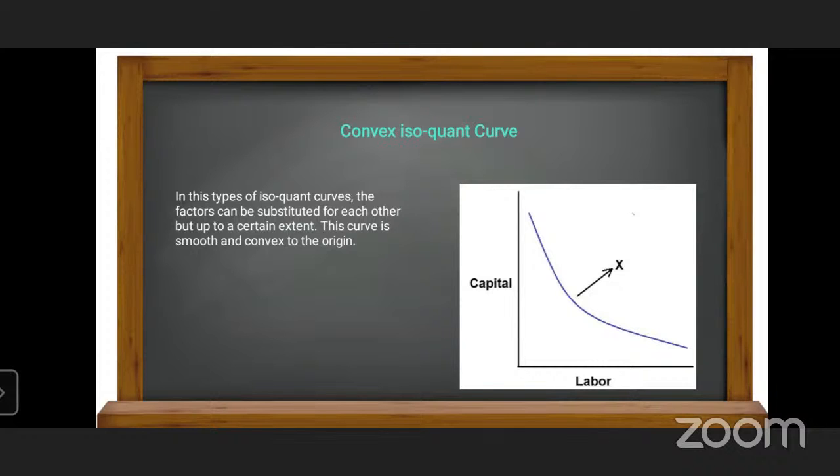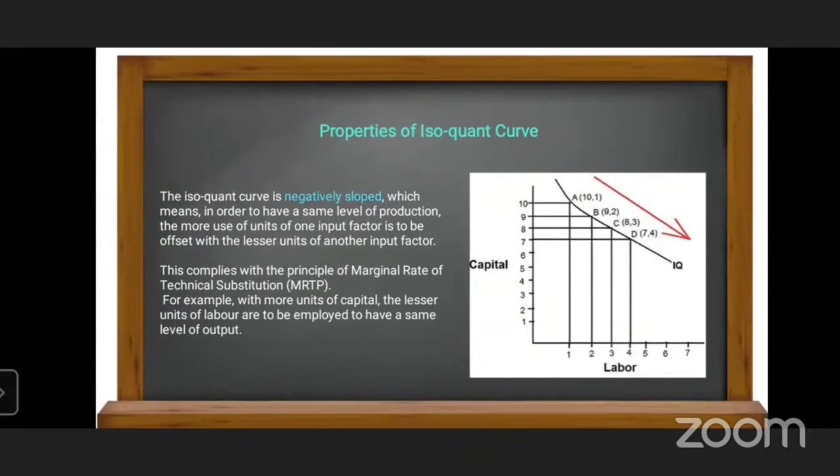So this is the isoquant curve. So the properties of isoquant: here two properties are explained. One is negative slope, which I told, that if one is increasing, the other should decrease. See, if you look from point A, B, C, and D, here X is increasing and Y is decreasing. Okay.